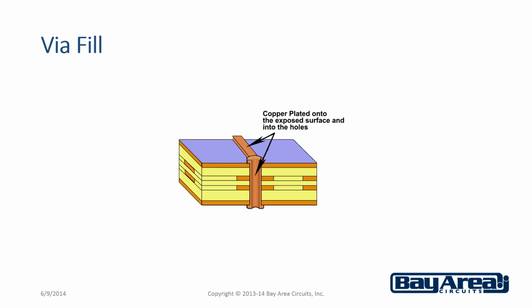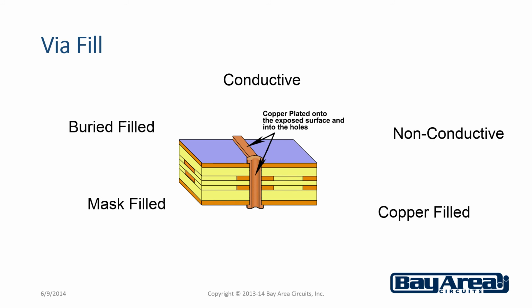Key factor number 12, via fill. Vias on PCBs are usually not filled completely. They will have copper plating and the board finish in the holes, but they will not be completely filled. You can fill vias with either non-conductive or conductive material. This process will add 10% or more to the cost of the PCB.